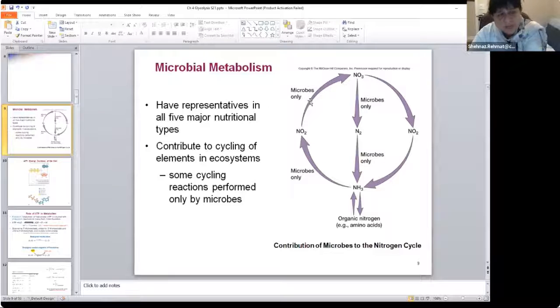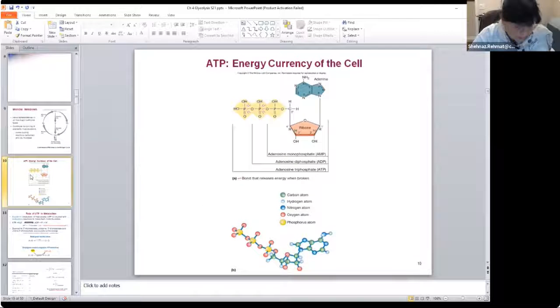So microbes are very important, and microbial metabolism is very important in terms of maintaining the equilibrium of these elements such as nitrogen, carbon, oxygen, hydrogen. So just to look at this one, you can see the nitrogen cycle is definitely very dependent on different microbes, and some of these changes can only occur, or these metabolic pathways are only present, in bacteria. Okay, so I'm just giving you the importance of the bacteria in terms of metabolism and how important it is.